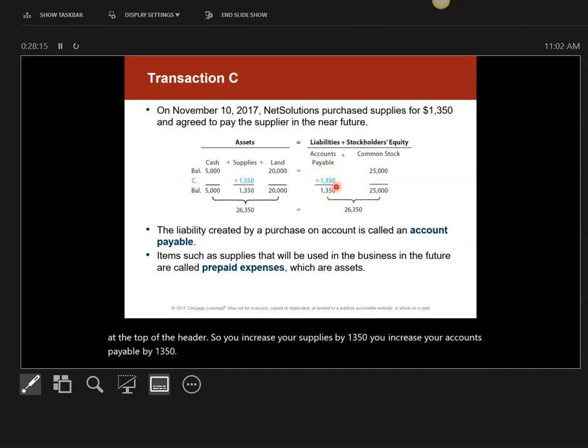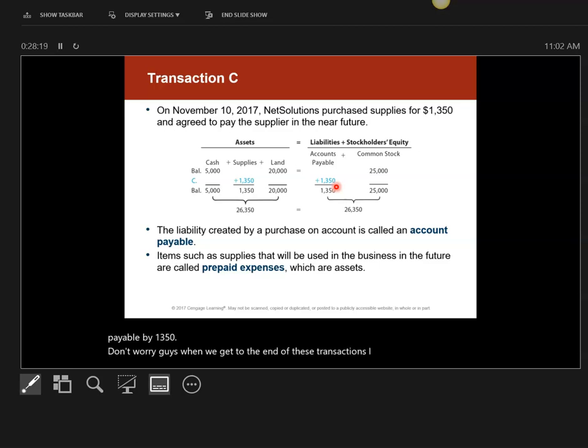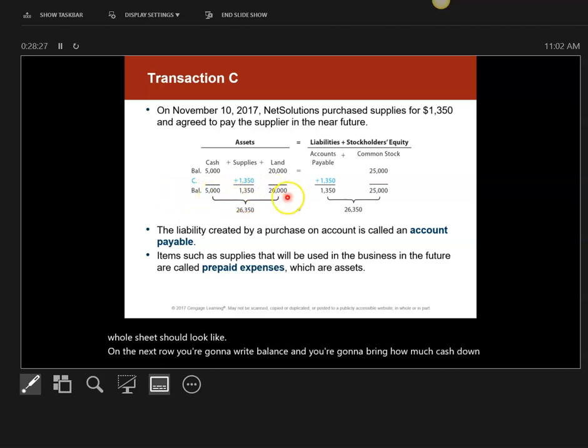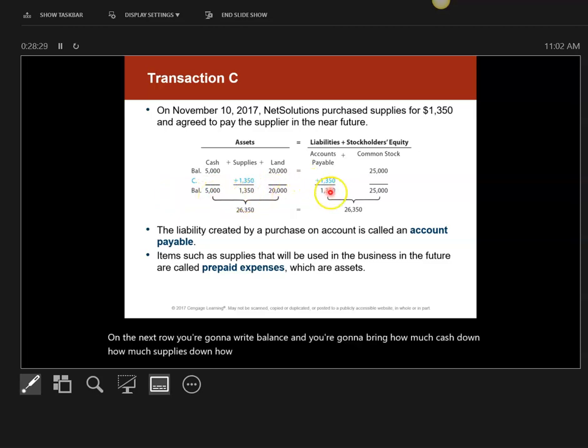Don't worry, guys, when we get to the end of these transactions, I will show you what the whole sheet should look like. And on the next row, you're going to write balance, and you're going to bring how much cash down, how much supplies down, how much land, how much accounts payable, what my common stock is. Okay? So next we're going to move to transaction D.